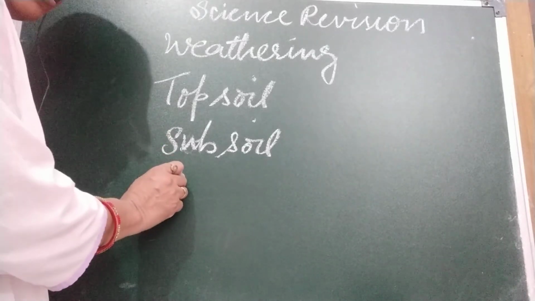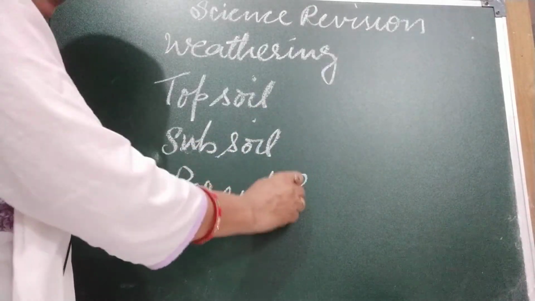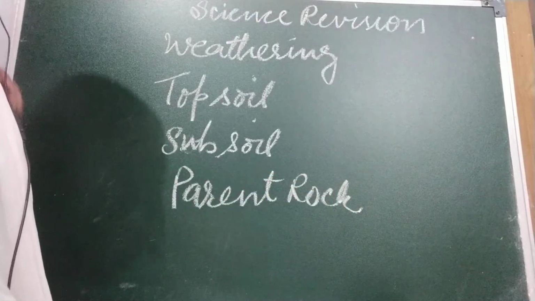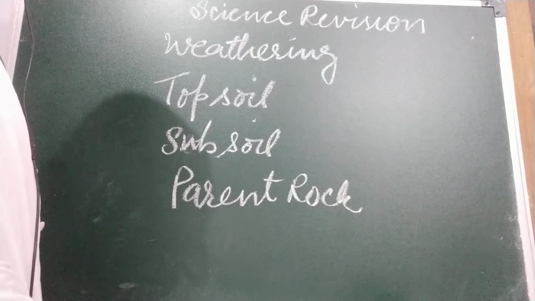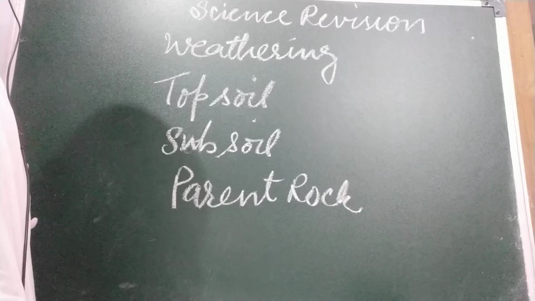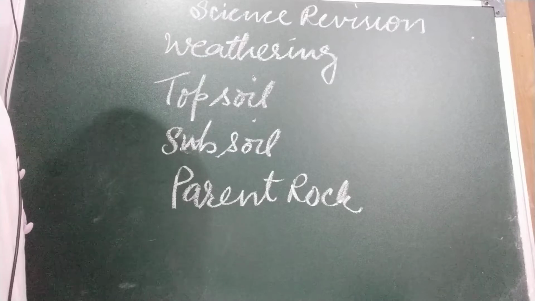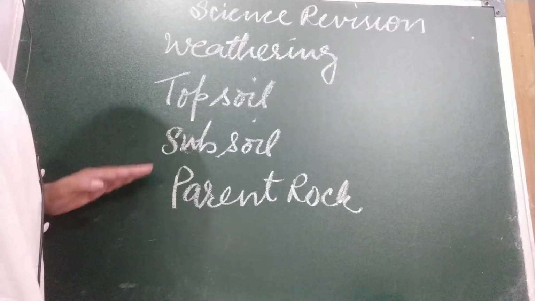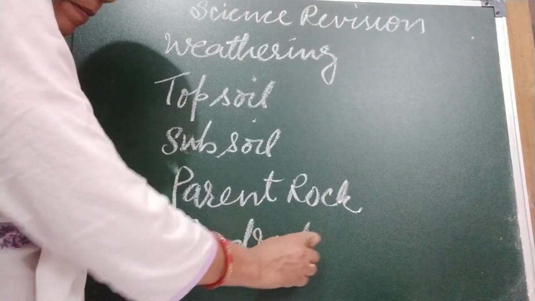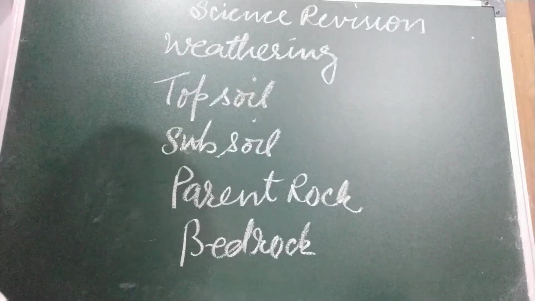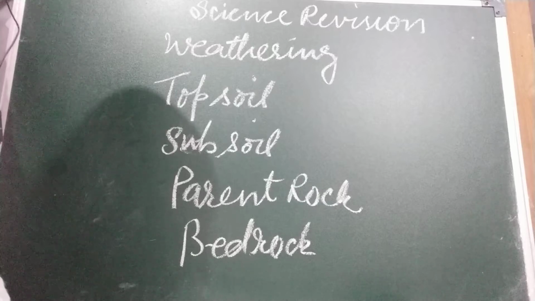Third is parent rock or C horizon. Below the subsoil is the parent rock or C horizon, which consists of small pieces of rocks with cracks and crevices. The particles of rock found in soil come from weathered rock in the C horizon. Below this there is bedrock. Below this is solid rock, called bedrock. It is non-porous. Rainwater gathers over it to form the water table.